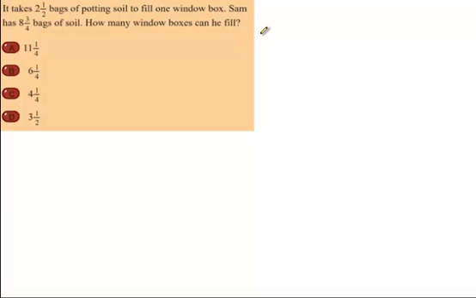This is lesson 13, multiplication and division of fractions and mixed numbers, and this is number 8. As always with the brain strategy, we block out those answers first, but I can't do that on the computer, so we're just going to read through the question and ignore the answer choices. It takes 2.5 bags of potting soil to fill one window box. Sam has 8 3/4 bags of soil. How many window boxes can he fill?